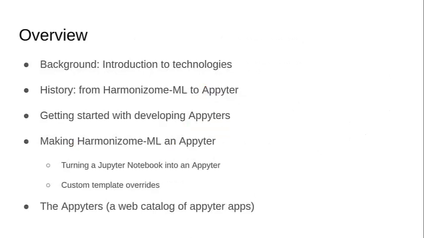So this is what we're doing. We're going to look at the background of these technologies, the history of harmonized ML, which eventually became Appyter. Then we're going to look at how you develop an Appyter, and we'll make our own Appyter with the harmonized ML Jupyter Notebook as a demonstration of how you turn a notebook into an Appyter.